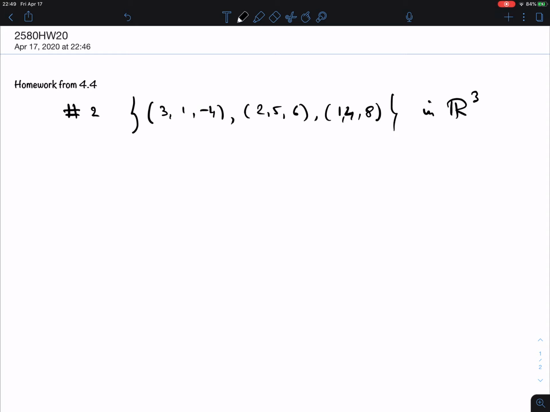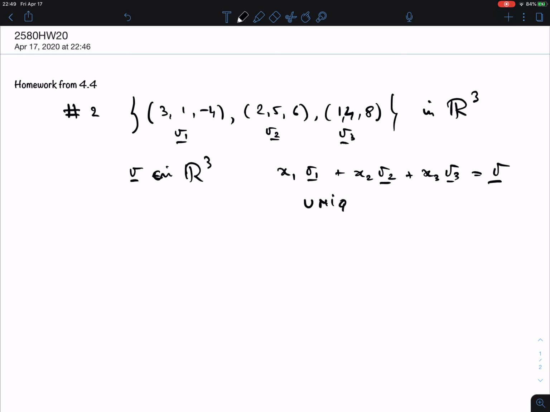Why is this? Let me quickly review the reason. If these are the three vectors, being a basis means that any vector v in R3 can be written as a linear combination of them. That means it lies in the span, but you can write it uniquely. There's a unique solution x1, x2, x3. That's what it means to be a basis, and that unique solution we call the coordinates.